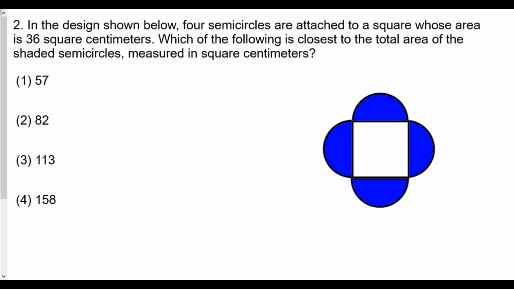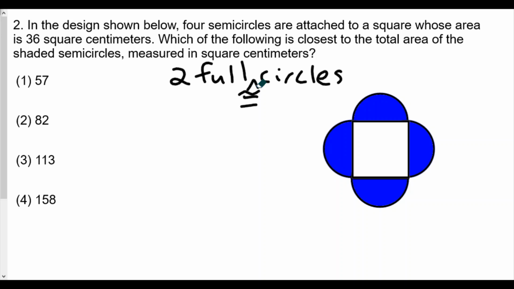Number 2. In the design shown below, there are 4 semicircles attached to a square whose area is 36 square centimeters. Which of the following is closest to the area of the shaded semicircles measured in square centimeters? Although a diagram may not look exactly like it, those 4 semicircles are going to be exactly the same size and shape. Therefore, we actually have 2 full circles, 2 full congruent circles. So I'll just put that congruent symbol in there. And so the key thing here is going to be to find the radius of this circle.